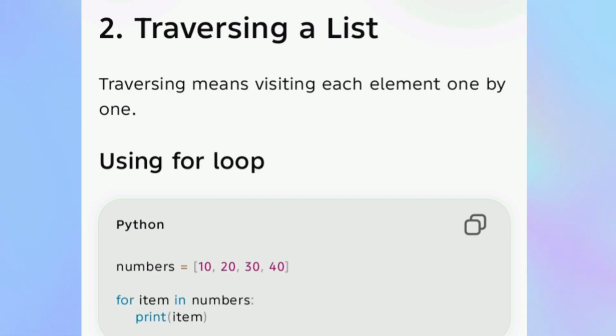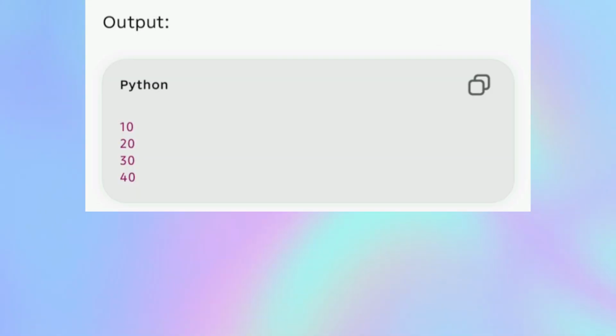Traversing a list. Traversing means visiting each element one by one using a for loop. numbers = [10, 20, 30, 40]. for item in numbers: print(item). For is mainly used for iterating or reading the elements from the list. Let's see the output. 10 20 30 40.